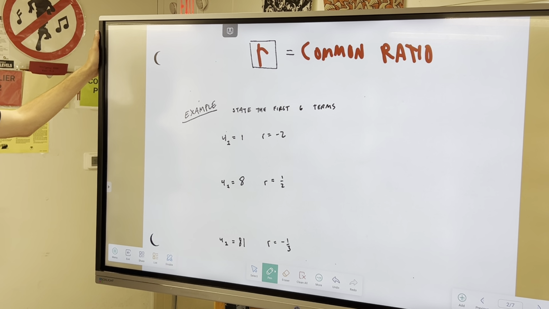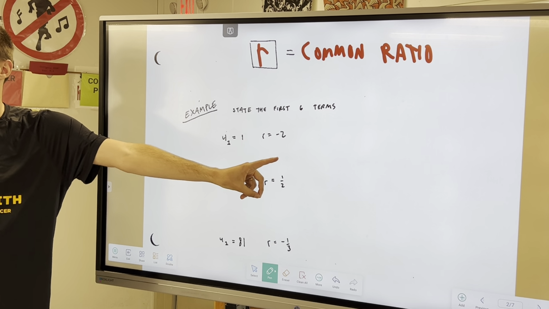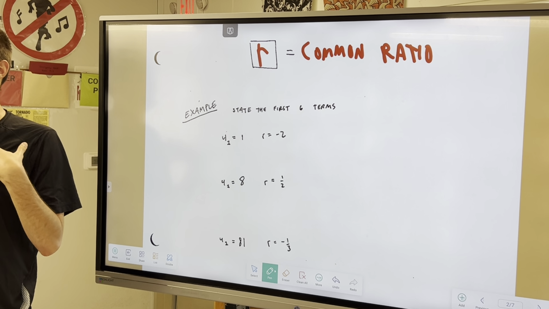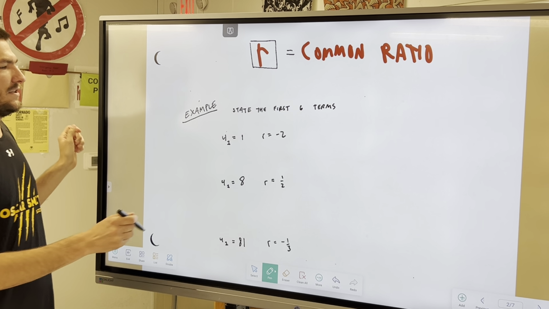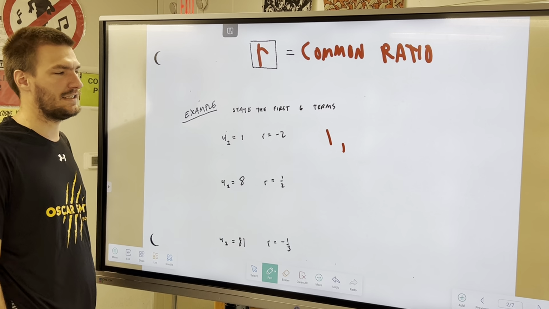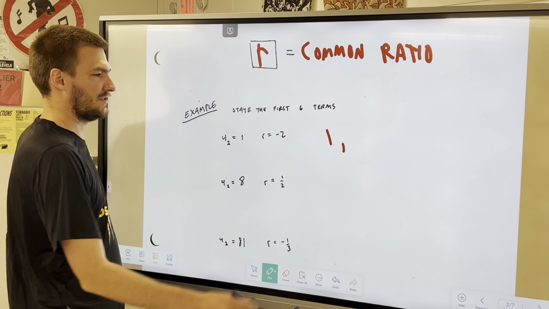Example, state the first 6 terms. We get our U1 and we get our R. We have our first term and the ratio, which means it's time to get multiplying. Term 1 is 1. Who's gonna be our sequence master for this first question? And shout out all the answers.